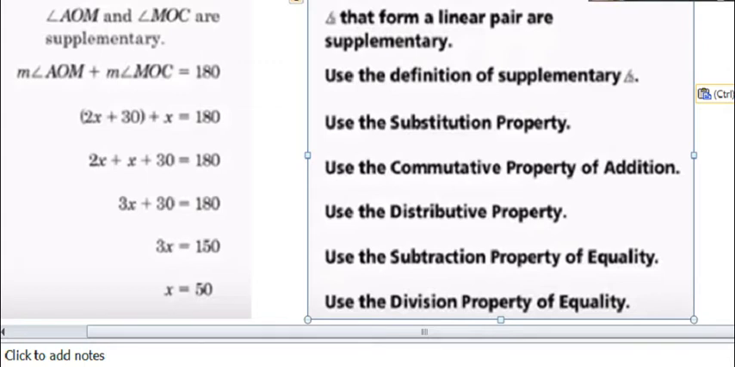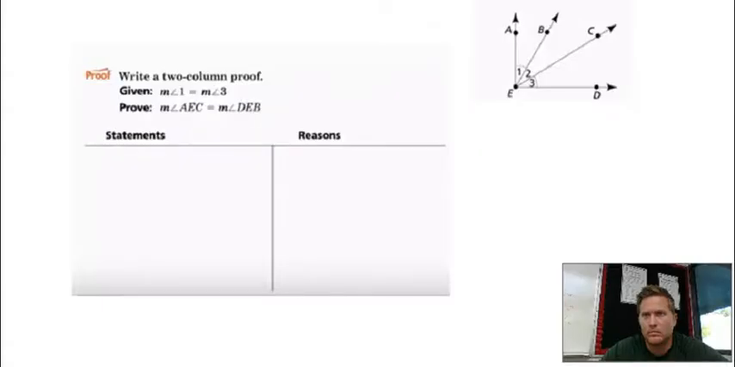So we have our two columns right there. We have each of our steps, and then we have each of the properties proving that those steps are correct, and then we have our final answer of what we're trying to prove, which is what x was, and in this case, x was 50. Okay? Alright, one more example. Alright, so let's get into it.